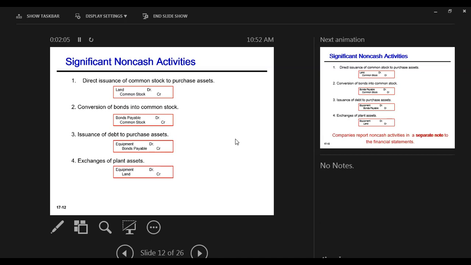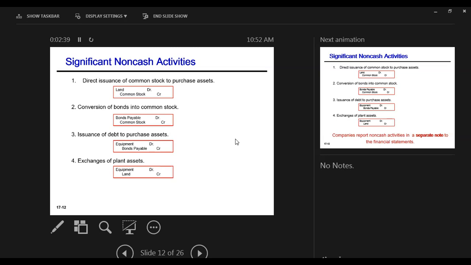You will find one question from these 4 items. Now, what is the problem with these 4 items with the cash flow statement? You can see that land, building, equipment are the investing activities, right? We have land, we have equipment, we have another land, we have another equipment. They are the investing activities. Then we have common stock, financing activities, bonds payable, financing activities. So we know that they are investing and financing activities, but we cannot report them in the cash flow statement.